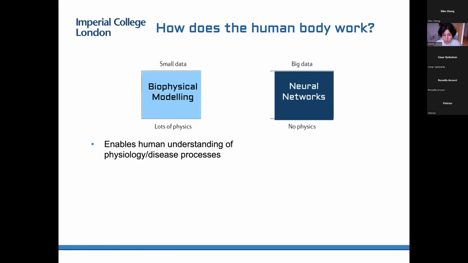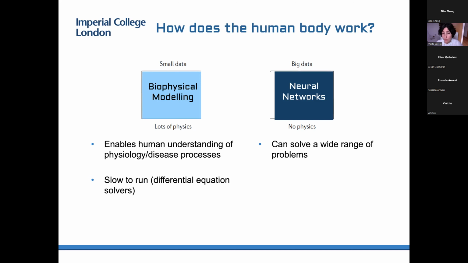Both these approaches, of course, have their pros and cons. I'll stress a few. The biophysical modeling gives you quite a deep understanding of what is going on in the body and what the disease processes are, compared to the neural networks, but the neural networks can solve a much wider range of problems. You're not constrained to the ones for which you know the equations. The biophysical models are very, very slow to run. You need to solve differential equations, as I was saying, and as you know, you need small time and space steps for them to converge to your solution.